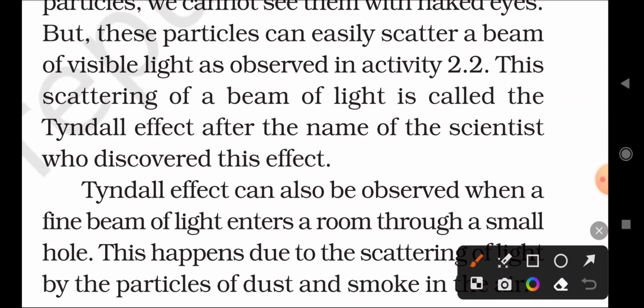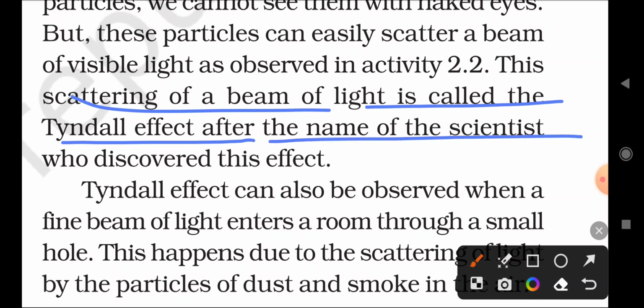Okay, another very important definition comes here. Scattering of a beam of light is called the Tyndall effect. So, the name of the scientist who discovered this effect. For a 1-mark question, they will ask what is the Tyndall effect.